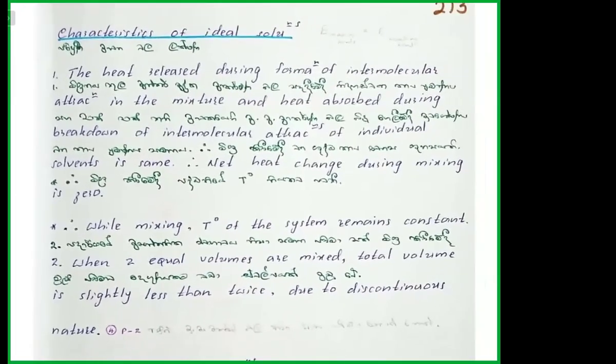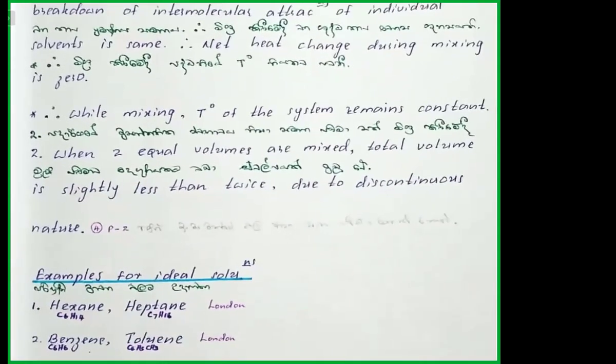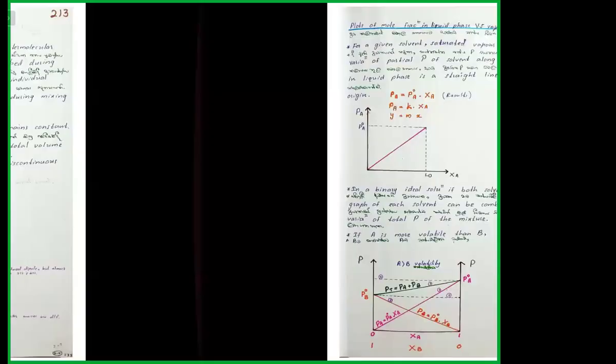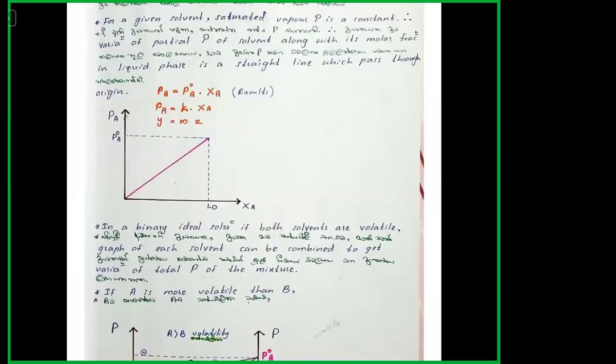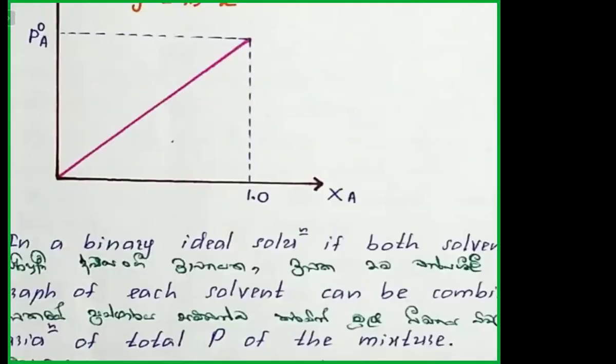Then the questions ask about these characteristics of ideal solutions. There is no mixing energy, and the volume does not change, other than the volume changes due to the discontinuous nature of matter. So you have to memorize this. They have the same intermolecular interactions, so we consider them ideal mixtures. Then we come to this one. For that, I'm using this one. So this is Raoult's law.